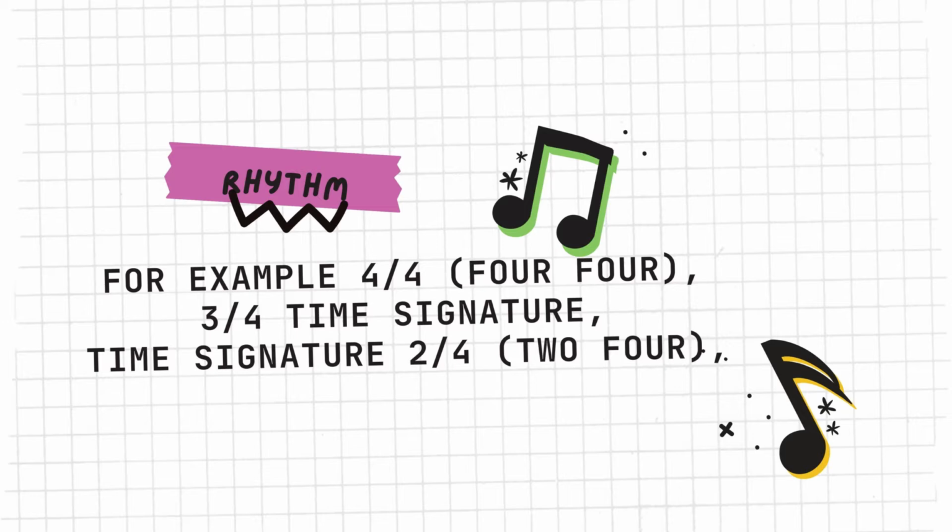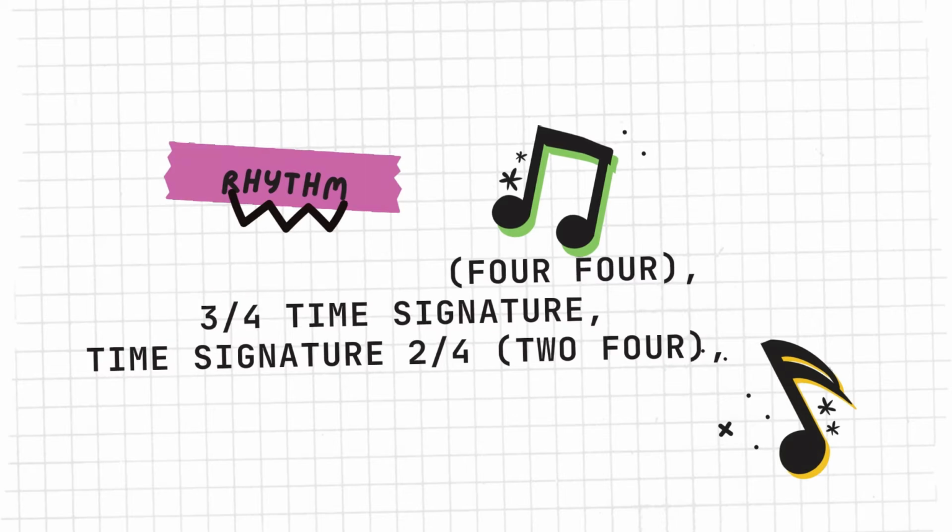4/4 time signature is like counting 1, 2, 3, 4, 1, 2, 3, 4, and so on. This type of meter is commonly used in pop songs. In 3/4 time signature, you just count 1, 2, 3, 1, 2, 3, and so on. This meter is commonly used in waltz music. And for time signature of 2/4, you just count 1, 2, 1, 2, and so on. Marches, polkas use this kind of meter.